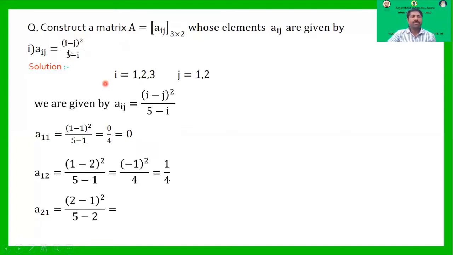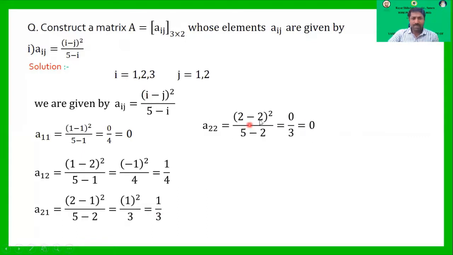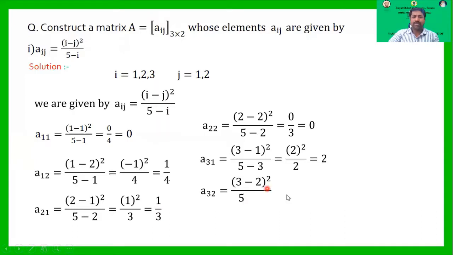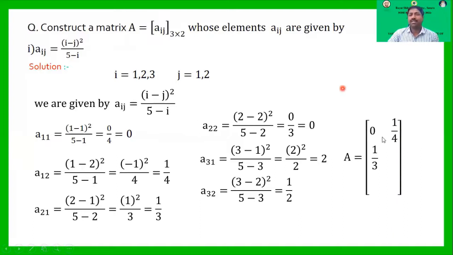A21: so here (2 minus 1) whole square upon 5 minus 2. So 1 square upon 3 is equal to 1 by 3. A22: here i is replaced by 2, j by 2. (2 minus 2) whole square upon 5 minus 2, 0 upon 3, that is 0. A31: again (3 minus 1) whole square upon 5 minus 3. So 2 square upon 2, that is 2. And A32: (3 minus 2) whole square upon 5 minus 3. So 1 by 2. So we have this matrix: 0, 1 by 4, 1 by 3, 0, 2, 1 by 2.